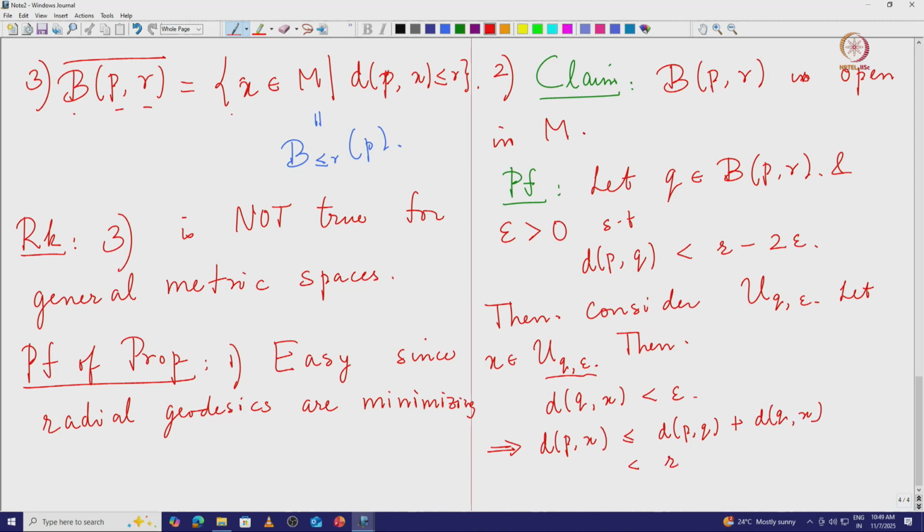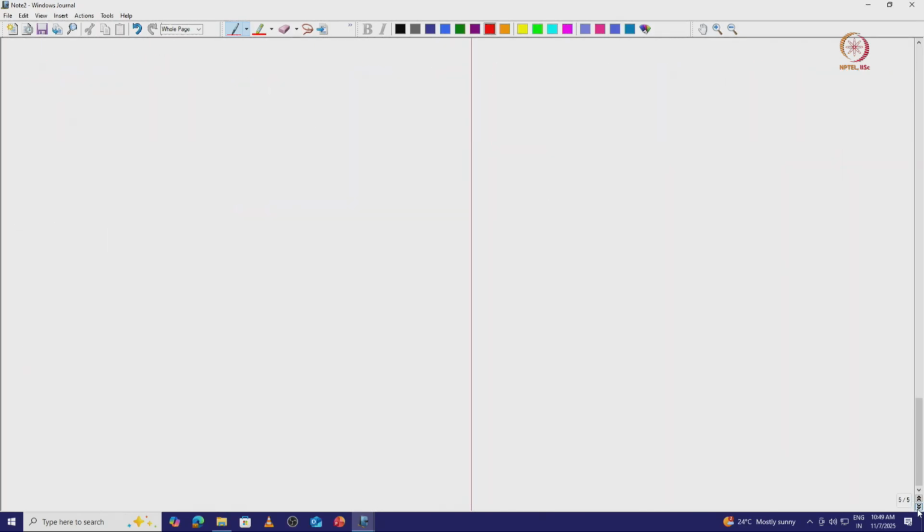The first one, by choice, is less than R minus 2 epsilon, and the distance from Q to X is less than epsilon. So the resulting thing is less than R minus epsilon, which means that X is also in the metric ball of radius R around P. But this was true for an arbitrary X, which means that this entire geodesic ball is contained inside this.